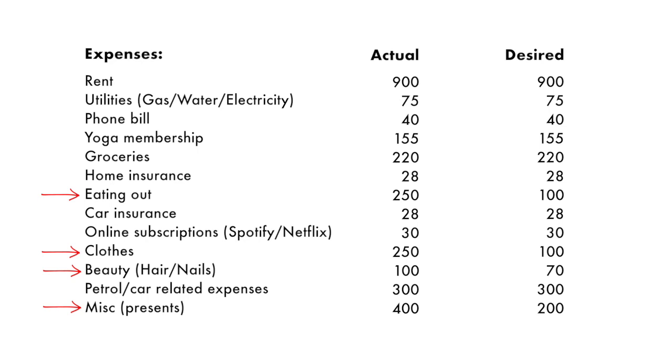For example, if your average monthly takeaway expense is $250 and you decide to reduce it to $100, you can add $100 in the desired column next to eating out.